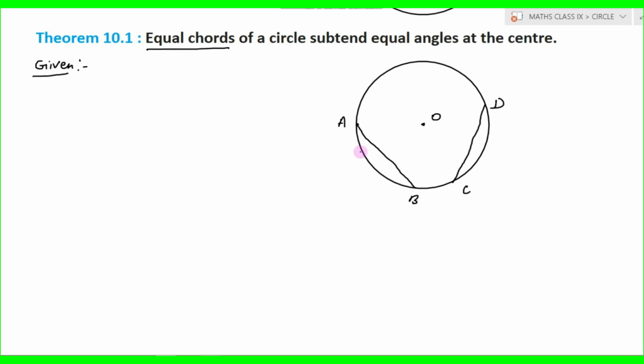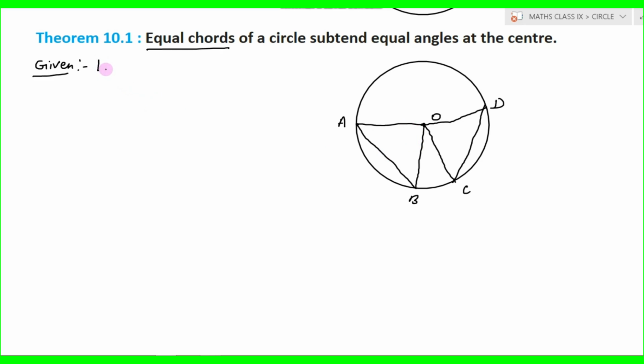What is the angle subtended by chord AB at the center? For that you have to join A to the point O and B to the point O. Similarly, the angle subtended by chord CD at the point O is this angle. This is the angle subtended by chord CD at point O, and this is the angle subtended by chord AB at the point O. Okay, so what is given?